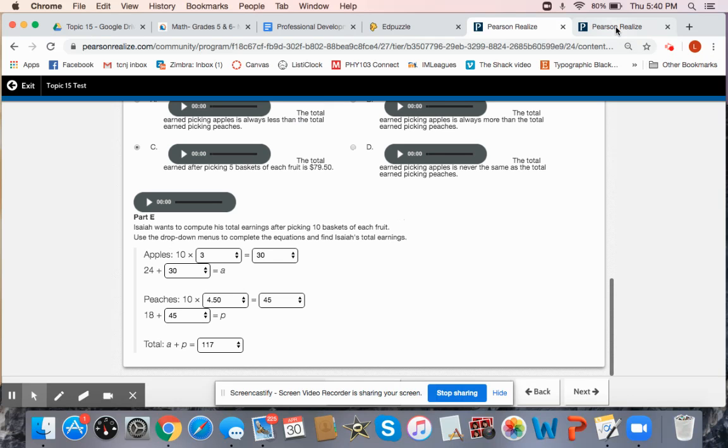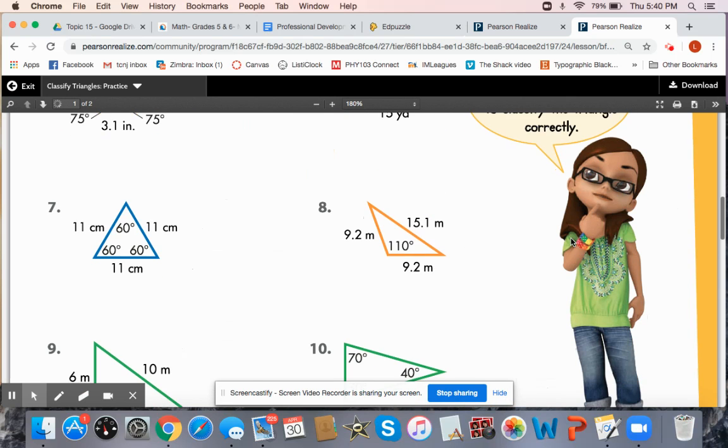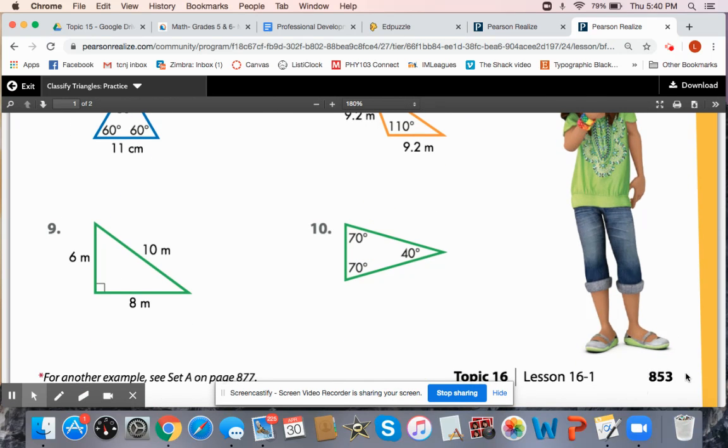So what I'm going to do now, I just want to really quickly review again the types of triangles. So right now, I'm looking in your workbook at page 853. So let's start with this triangle right here. We're not given any sides of this triangle, but we are given angles. We're given a 70-degree angle, a 70-degree angle, and a 40-degree angle. What do you think? Well, we know all of these are less than 90, so it's an acute triangle.